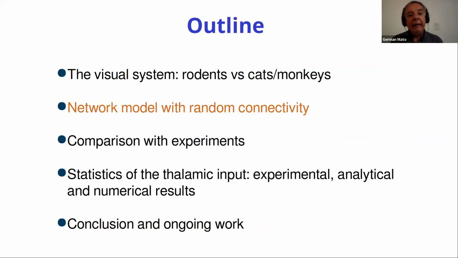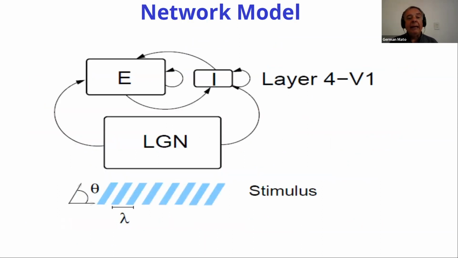First, I will present the network model with random connectivity. This model includes first a layer that represents the LGN, and then another layer with two populations, one population excitatory and one population of inhibitory neurons. Typically, the stimulus is a drifting grating with an angle theta and a wavelength lambda. Also, later we will also use another type of stimulus.